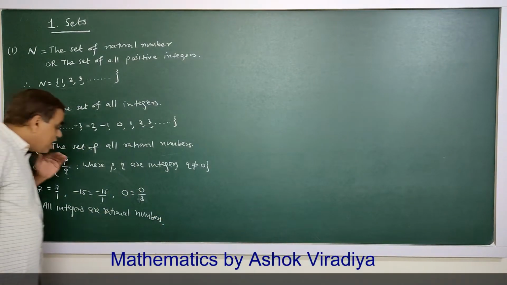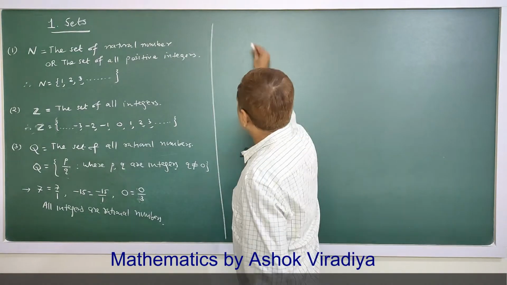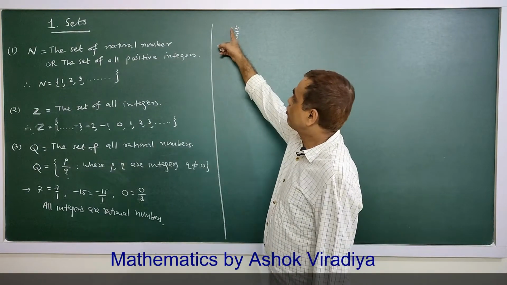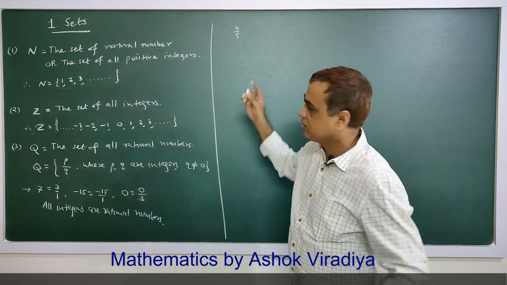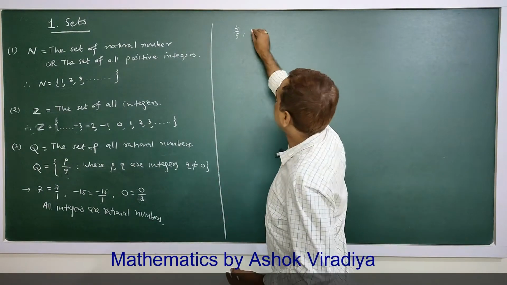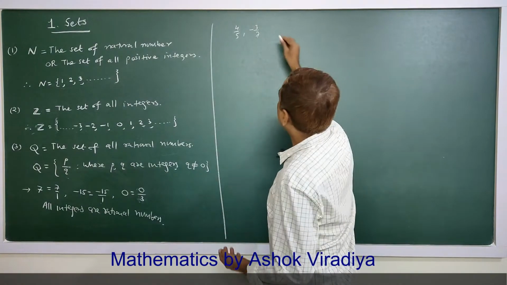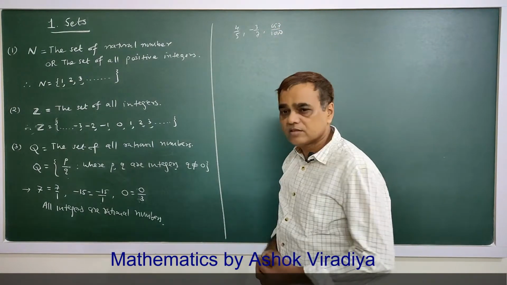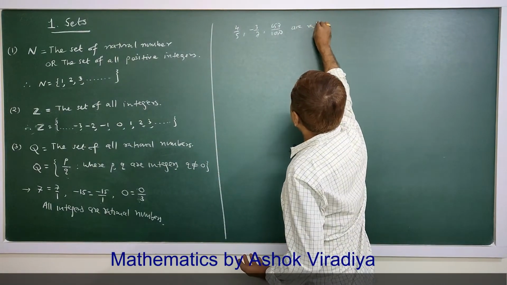Now let me talk about non-integer numbers. If I take non-integer numbers, suppose if we take 4 by 5, so P is 4, Q is 5. This is non-integer, fractional. So because this is P by Q form, it is a rational. If I take minus 3 by 7, this is a rational. If I take 657 by 1000, it is a rational. So these numbers are rational numbers.